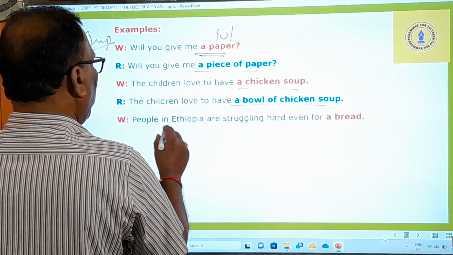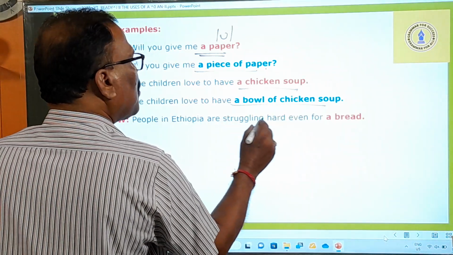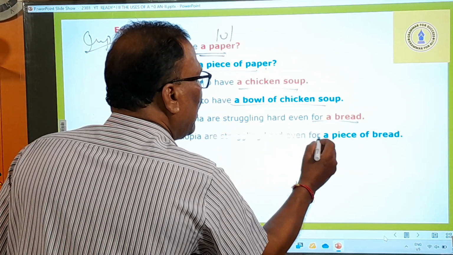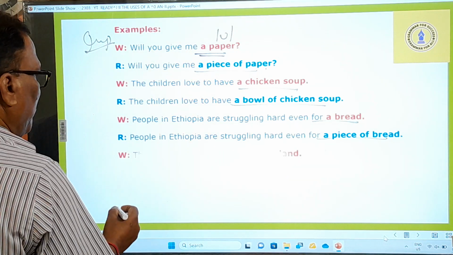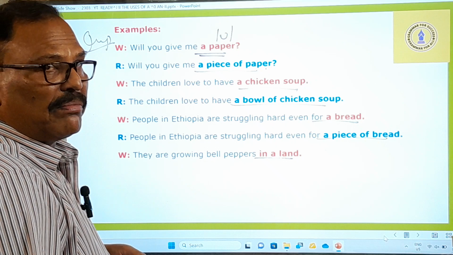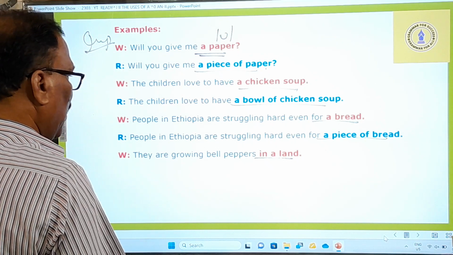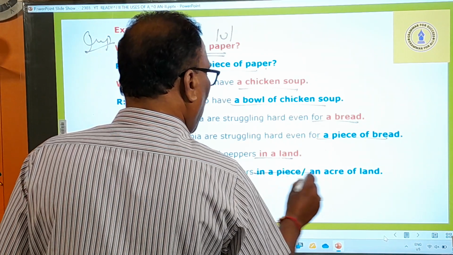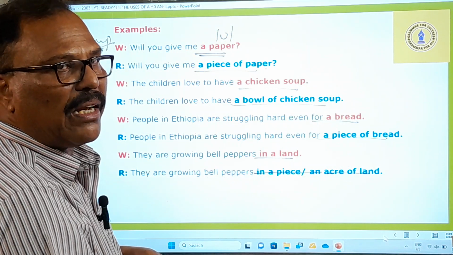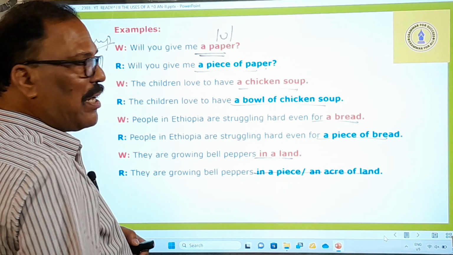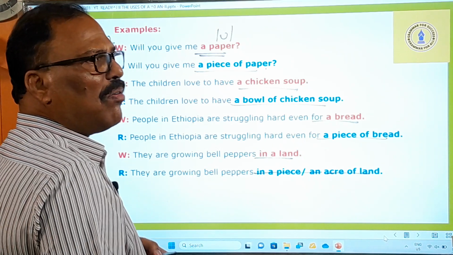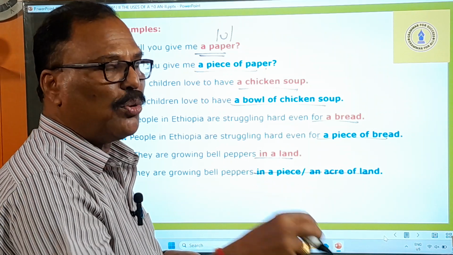Or: People in Ethiopia are struggling hard even for a bread. Don't say a bread. You have to say a piece of bread. And: they are growing bell peppers in a land. In a land, no, it's bad English. Here you see it is in a piece of land or in an acre of land. In a piece of land or in an acre of land, you have to say, but in a land you cannot say, because land is an uncountable noun. You cannot count one land, two lands, three lands.